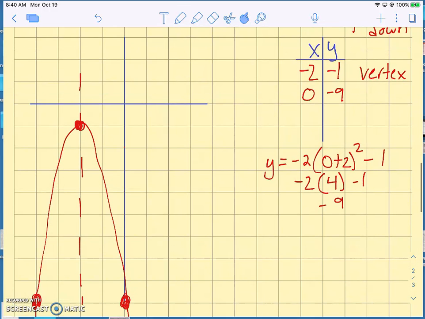Could you have put in another point? For sure. You could make a more accurate graph probably and even put in like -1, and you could find another point as well.